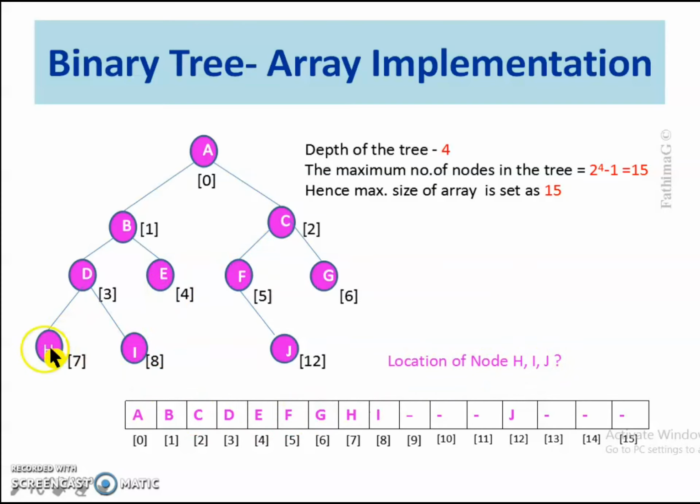The node H is located at index 7 as it is the left child of the node D, which is located at index 3, by applying the formula 2 into 3 plus 1. The node I is located at index 8 as it is the right child of node D, which is located at index 3, by applying the formula 2 into 3 plus 2. By applying the formula of the right child, we get the node J is located at index 12. As there is no left child or right child for node E and G, the corresponding left child and right child entries are blank.